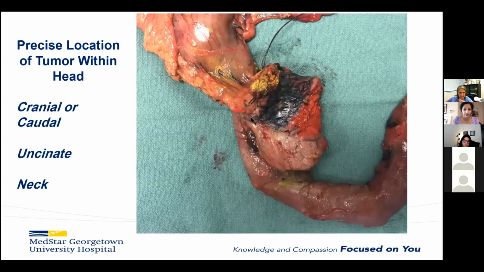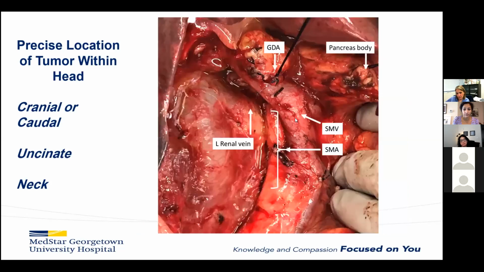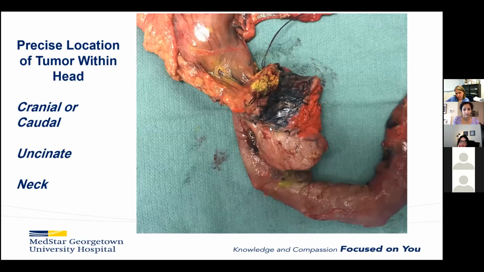This is what the specimen looks like, and this is what I mean about trying to link the three views together. This is the neck that's been transected. This is the pancreas, and this is ink that we've put on afterwards, but this is ink where the SMV used to be. So this blue was hugging this vein, anteriorly and posteriorly, and then this red is where the SMA is located in the patient that the tissue came from.